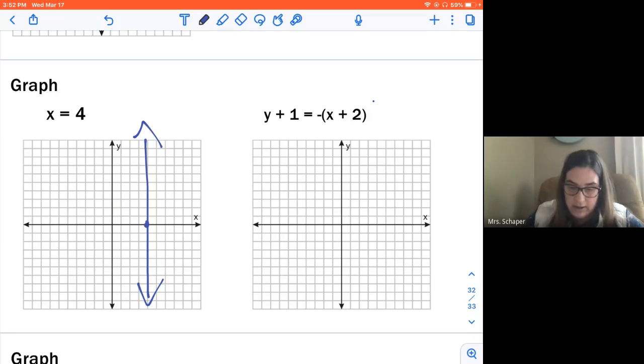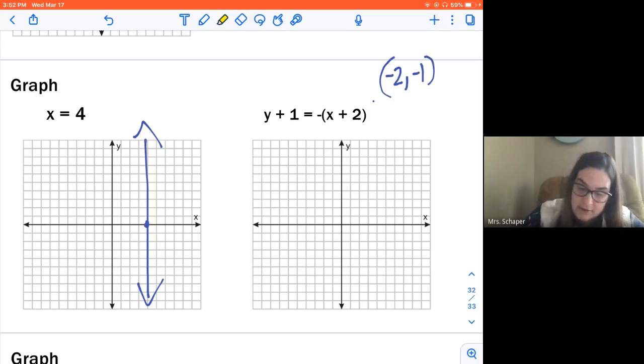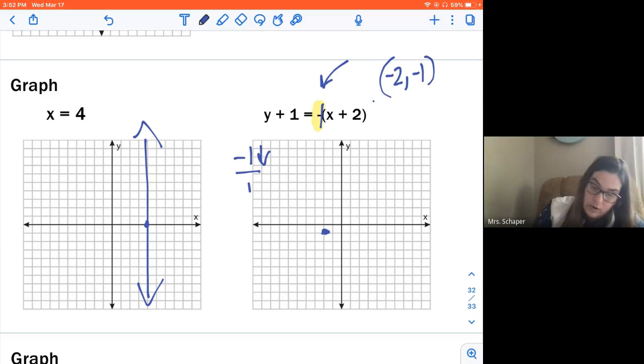Let's look at the next one. Point slope form. So my ordered pair is going to be -2, -1. And then my slope is going to be -1 because there's no number there, so we assume that it's -1. So I begin at -2, -1, and my slope is down 1 to the right 1. So I go down 1 to the right 1. Why did I just do 4 when it's down 1 to the right 1? Oh, down 1 to the right 1.